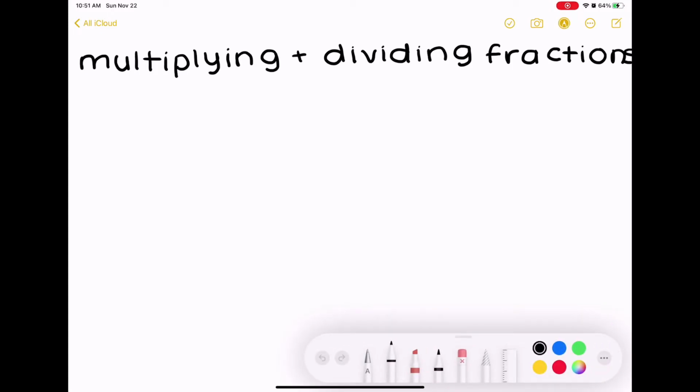In today's video, we'll be learning how to multiply and divide fractions. First we're going to start with multiplying so the dividing makes more sense, but without further ado, let's head on straight into this video.